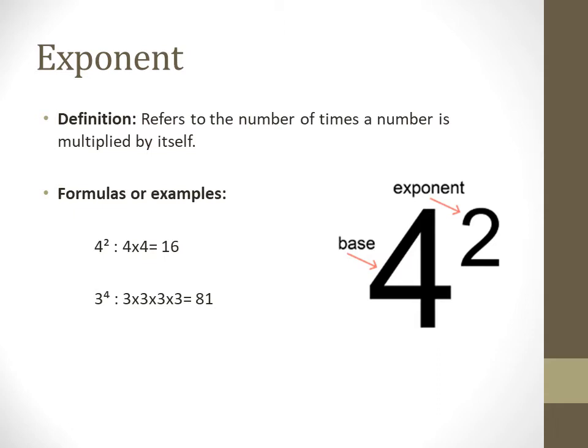Here we have 3 to the 4th power. Again, this is simply 3 times 3 times 3 times 3. Here we're getting into very large numbers now, but 5 to the 5th power, 5 times 5 times 5 times 5 times 5 equals 3,125.